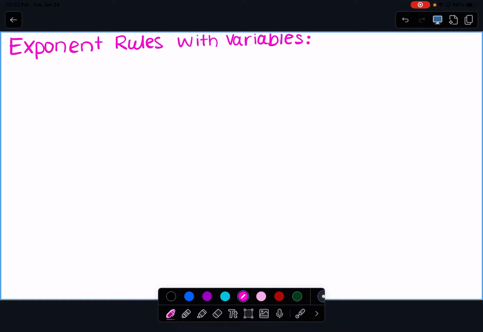So, exponent rules of variables. The first thing that we're going to look at is the product of powers.